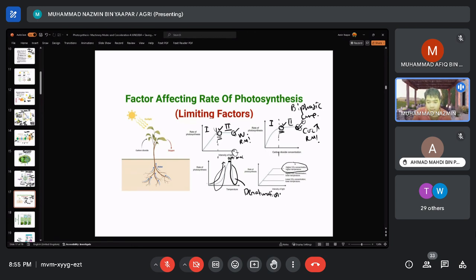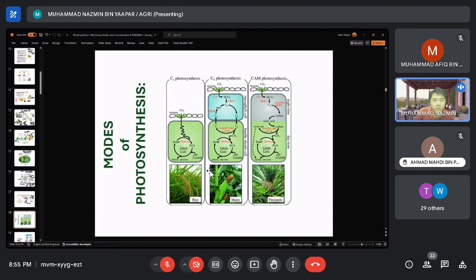But again, whether you want to increase high CO2 or not depends on the economic value that you are getting in. Okay.